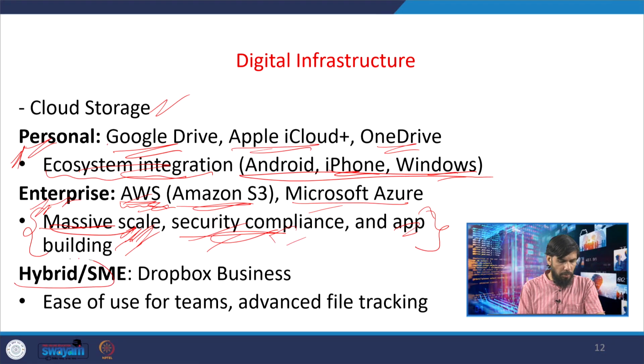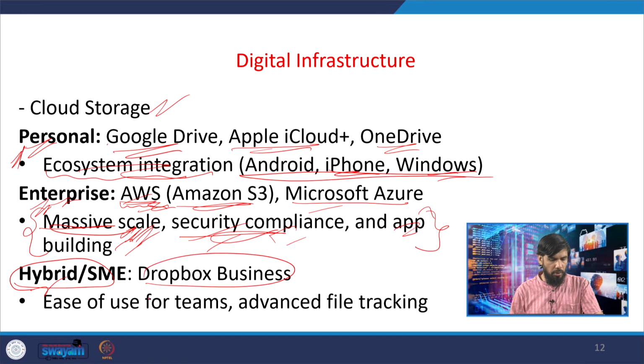Then hybrid or SME, small to medium enterprises, or a hybrid kind of environment. Dropbox Business is another option. What is the benefit of this particular provider? Ease of use for teams if you are collaborating, advanced file tracking and all this is there, and faster access to files. So these are the common options that we have in terms of cloud storage: personal, enterprise and hybrid.